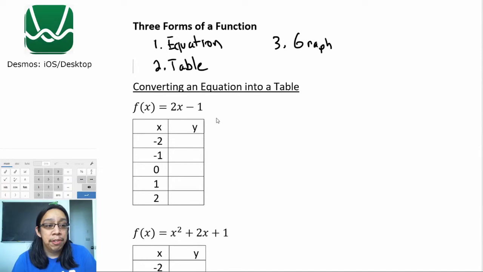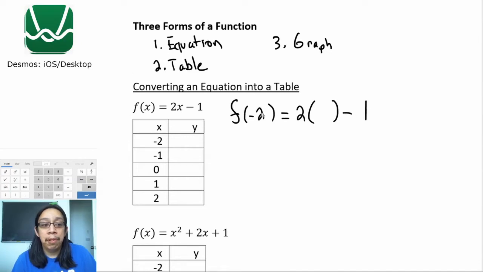I'm going to do it a couple of times, but then after a while, I will be using a calculator, okay? So, our first one, we're going to input -2. So f of -2 is equal to 2 times... remember that our placeholder is here, minus 1, and we're going to put this input of -2 inside the placeholder. Remember that from last video. So 2 times -2 is -4, and then minus 1 will get you -5. That means that when x equals -2, y is equal to -5.